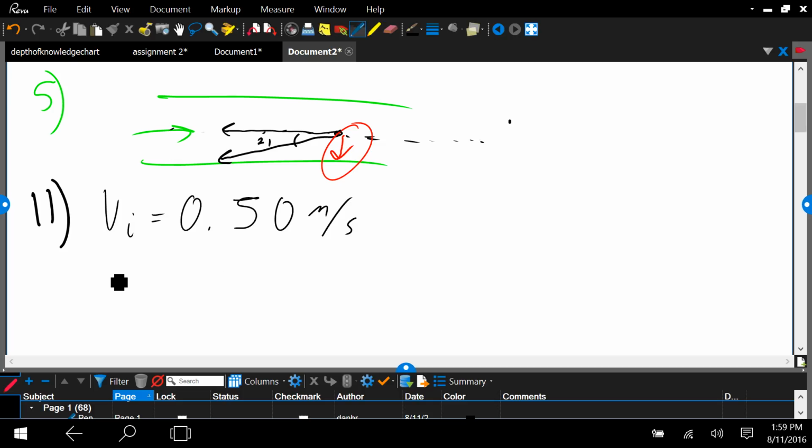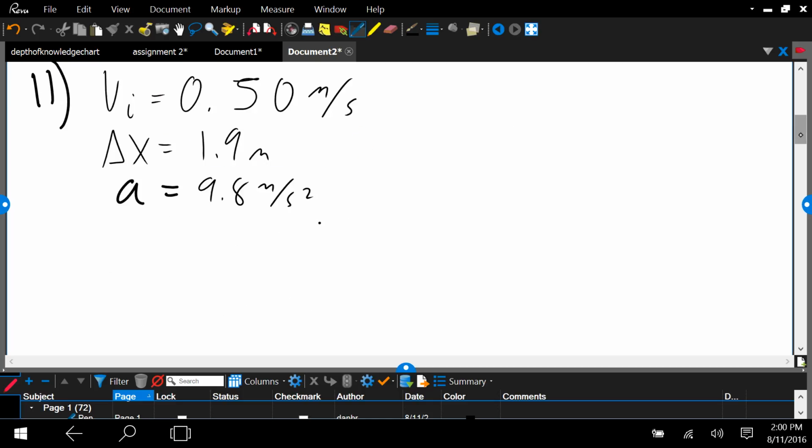I also know the change in its position is 1.9 meters down the hill. I also know something about its acceleration. Okay, this is given, and that is in a direction straight down. That's the way gravity influences it. When I look at the unknown quantities, I'm looking for this quantity right here.